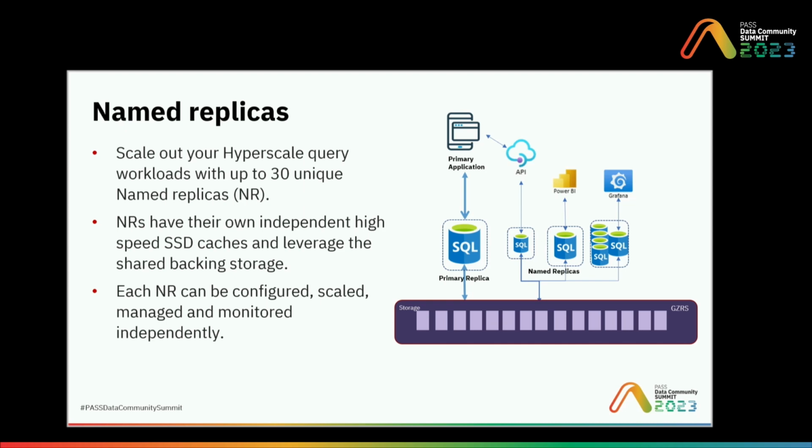Like if the data scientist project is over, they no longer need the named replica, they can just delete that database and you further keep your costs down. And the beauty of it is you can have not just one, you can have 30 named replicas. You can also have HA replicas for these named replicas. Yeah, you can have that. So that essentially gives a very good scenario for a scale out scenario.